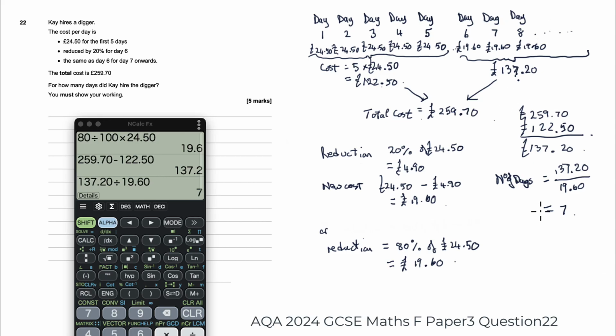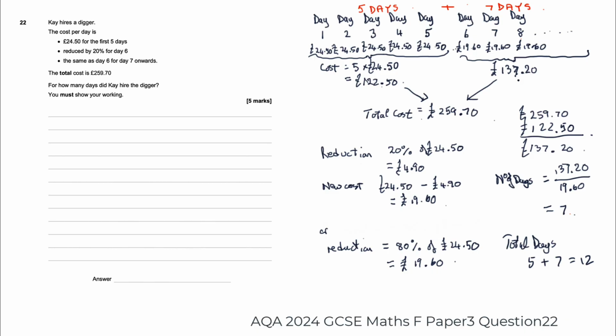Now let's just look at the number of days. In here we've got 5 days, and at this lesser charge we've now worked out we have 7 days. So the total number of days will be 5 plus 7. So total days, 5 plus 7, which is 12 days.